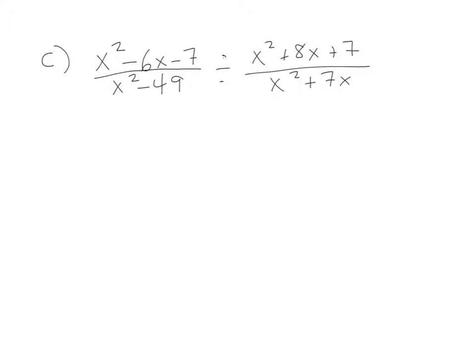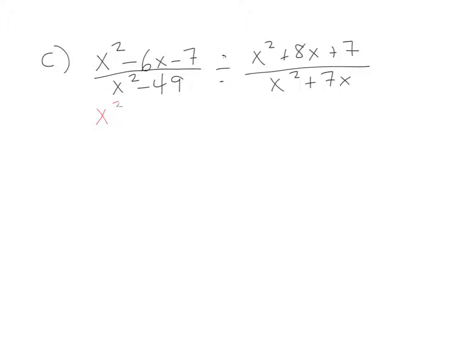Here's another one. X squared minus 6x minus 7 over x squared minus 49 divided by x squared plus 8x plus 7 over x squared plus 7x. What do you think you should do first? Flip it. Flip it, yep. Take the reciprocal of the second one. Before you even bother with any of the factoring or anything, I'm going to change it to a multiplication question.